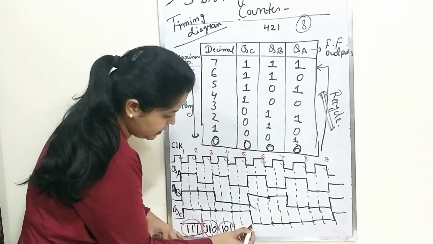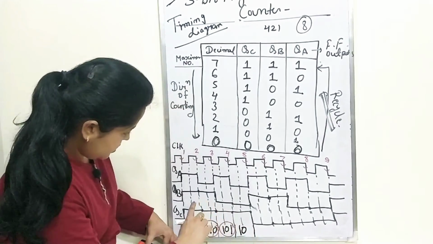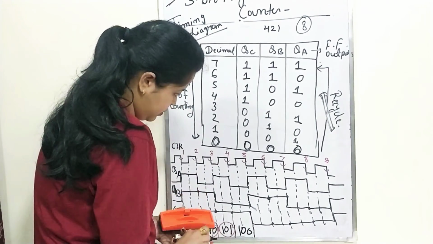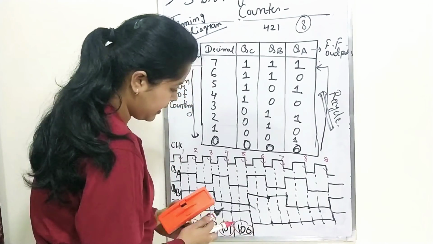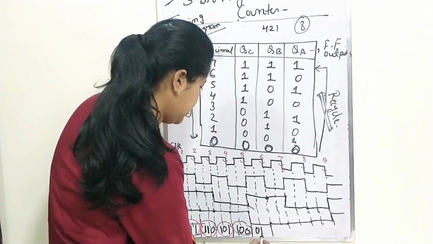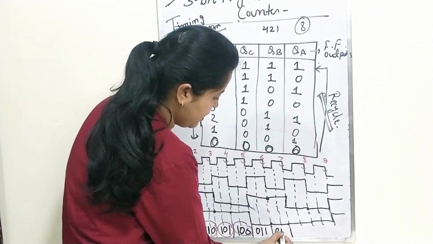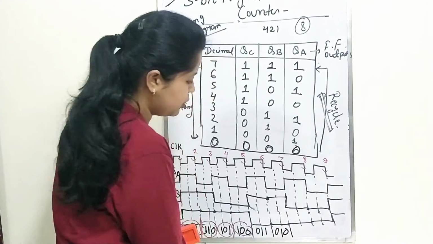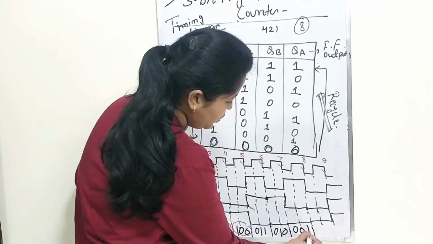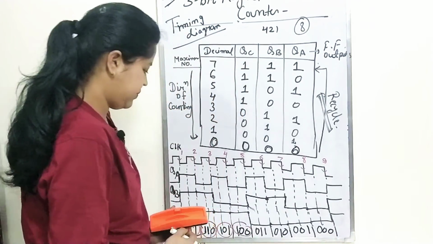Now again QC is 1, QB is 0, QA is also 0. This is for the fourth cycle. Next, QC 0, QB 1, QA is also 1. For the next, QC 0, QB 1, QA is 0. For the next, QC 0, QB is also 0, QA 1. And for the next, all three are 0.